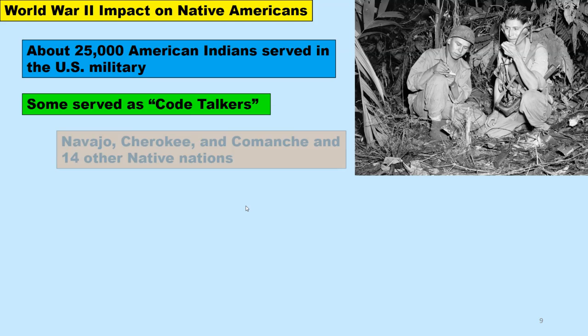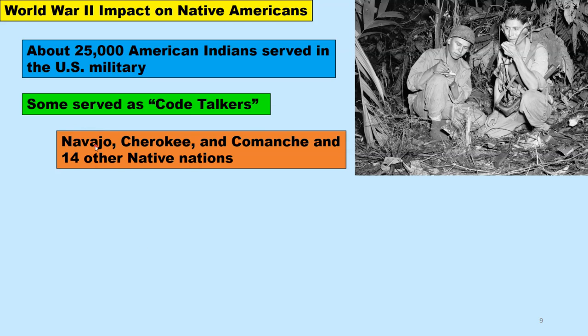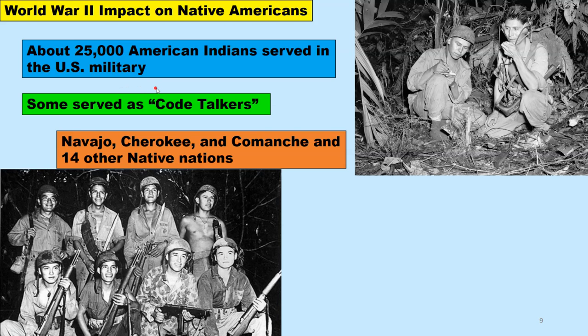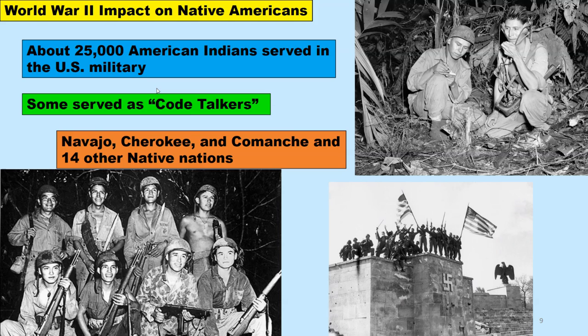And the most well known of these code talkers are going to be the Navajo, but you're going to see American Indians from many of these native nations, including the Comanche and the Cherokee, that are going to serve in the military during the war. But the Navajo are going to play a very special role as basically the secret code of America during World War II. It's absolutely fascinating to see. Okay. And here's just some photographs of American Indians who are fighting in World War II. Okay.